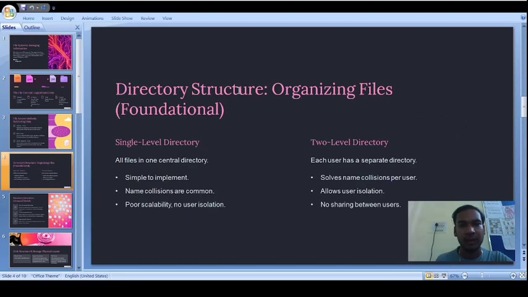Directory structure. There are two types of directory: single level directory and two level directory. In a single level directory, all files are stored in one central directory. In two level, each user's files are stored in a separate directory. In single level, it is simple to implement, no collision occurs, but there is poor scalability and no user isolation. In a two level, the collisions are solved per user, it allows user isolation, but there is no sharing of data between the users.